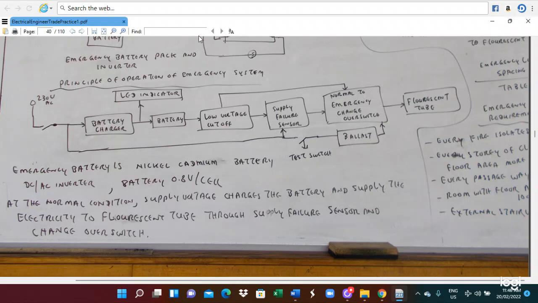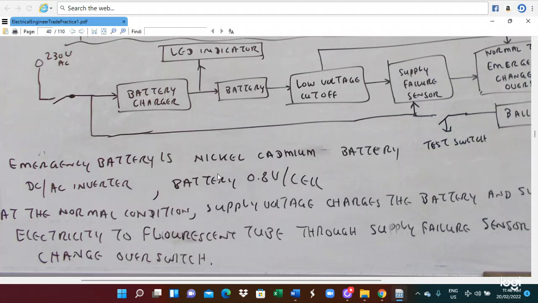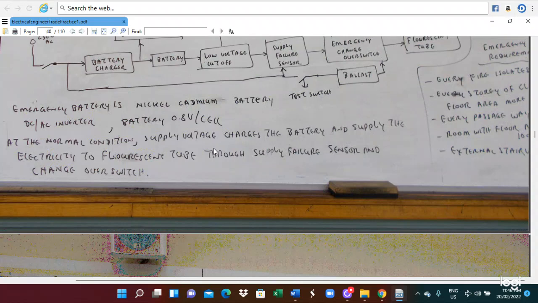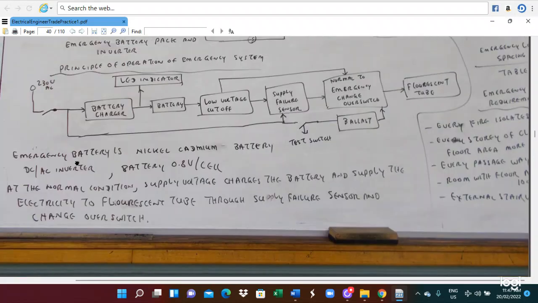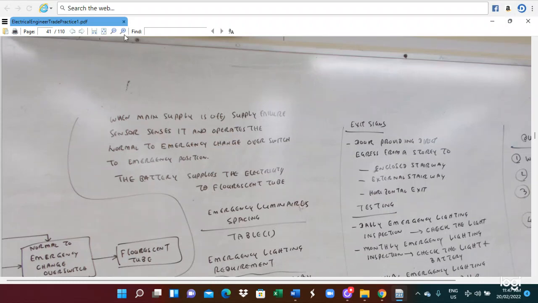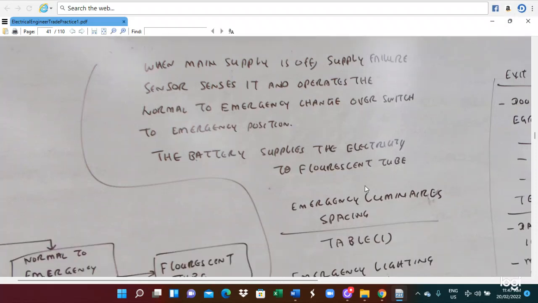So the emergency batteries are nickel cadmium batteries, and a DC to AC inverter, with a low battery voltage of 0.8 volt per cell. In the normal condition, the supply voltage charges the battery and supplies the electricity to the fluorescent tube through the supply failure sensor and the changeover switch. So when the main supply is off, the supply failure sensor operates the normal emergency changeover switch to emergency protection. So the battery supplies the emergency power to the fluorescent tube. So this is the way the emergency works.